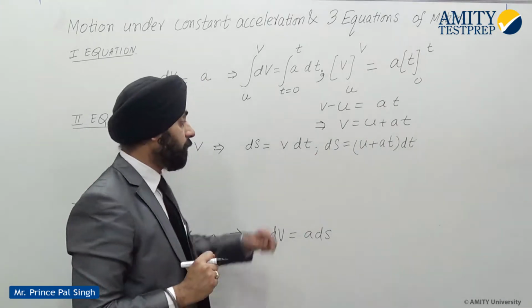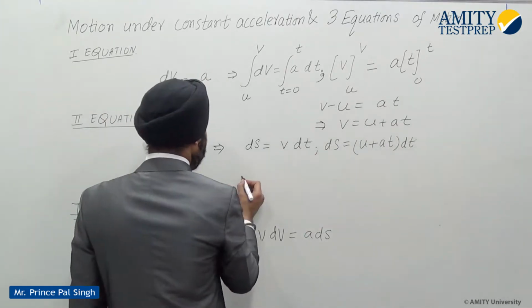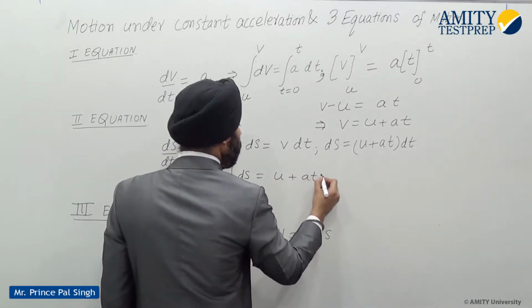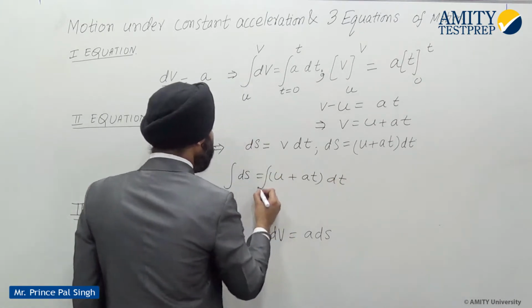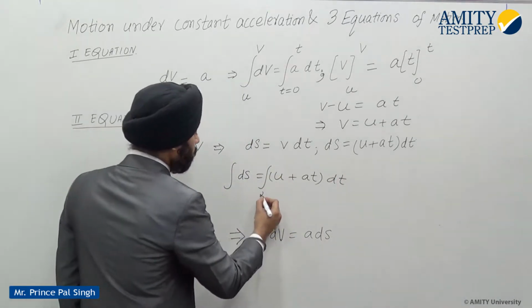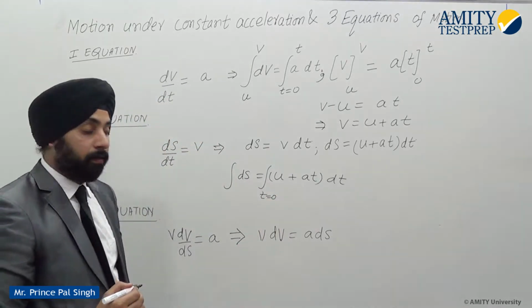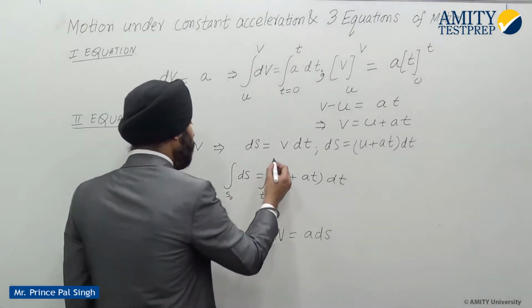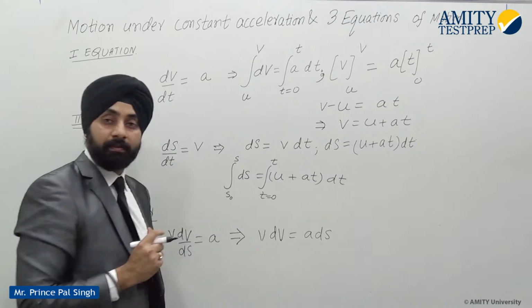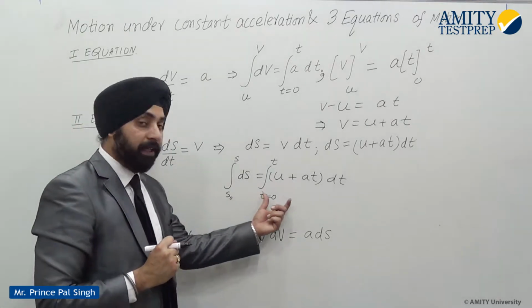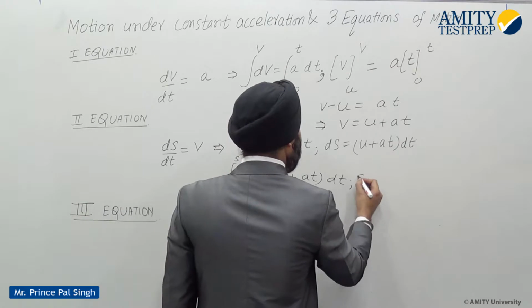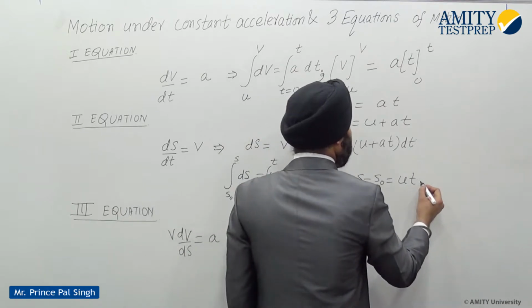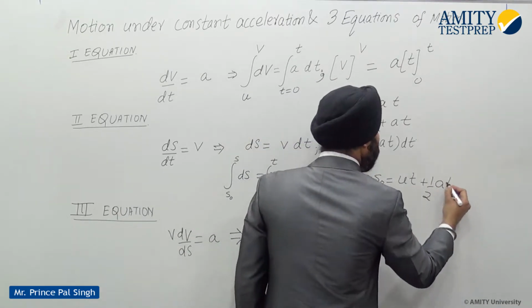Now we will integrate this equation also. At t equal to 0, let's say the position of the particle is s0. At time t, the position of the particle is s. Now when you integrate it, you will get s minus s0 equal to ut plus half at square.